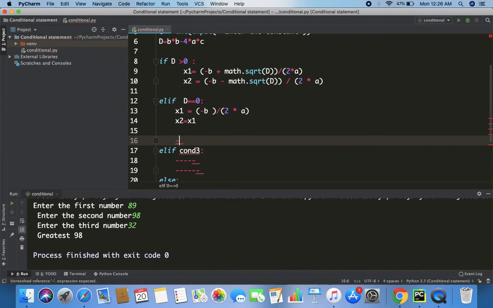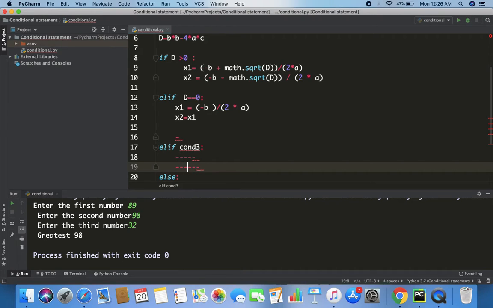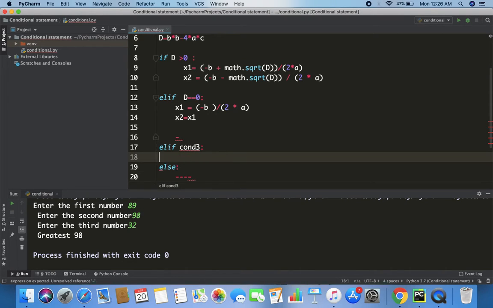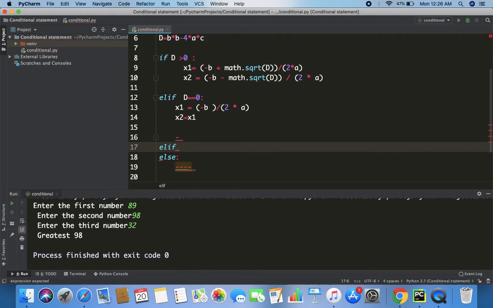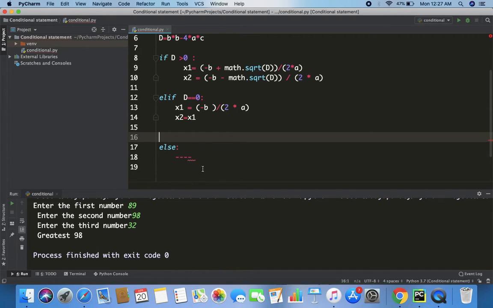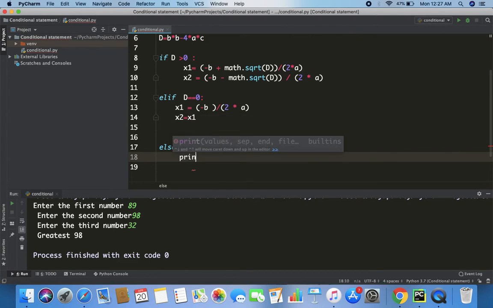So if these two things happen, then the third condition is elif discriminant is less than 0. We know that a number can be either equal to 0, greater than 0, or less than 0. So if I have already taken two conditions, else is bound to have the only third option, which is d less than 0, and in that condition we write print roots do not exist.